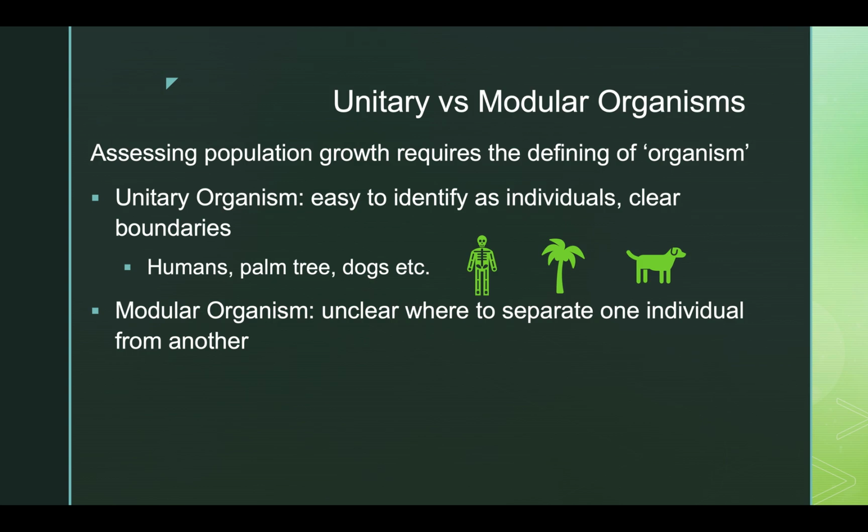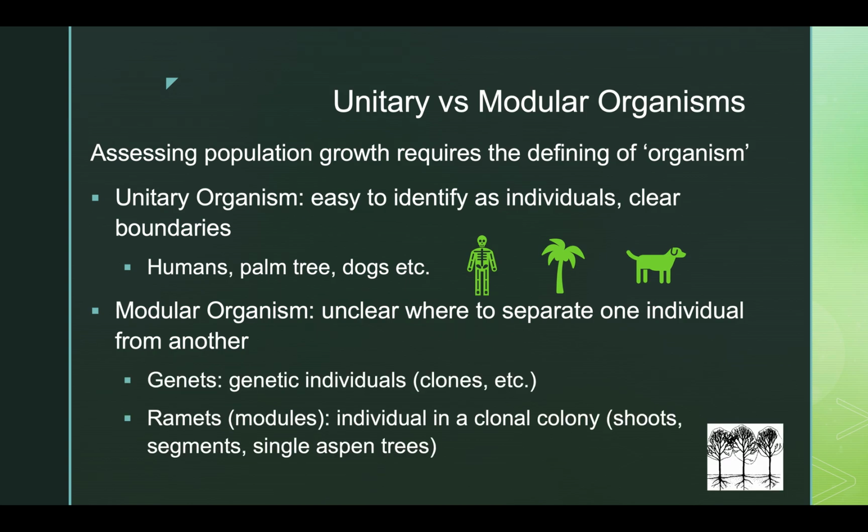A modular organism is a little bit more ambiguous as to where you separate one individual from another. So when we talk about this, we're talking about maybe genetic individuals or individuals within a colony, like a clonal colony. For example, with coral reefs, we have one coral head and it's multiple coral polyps that are all the same genetically. So it's a little bit more unclear that it is one unitary organism, right? We are talking about multiple individuals that maybe have the same genetic makeup.